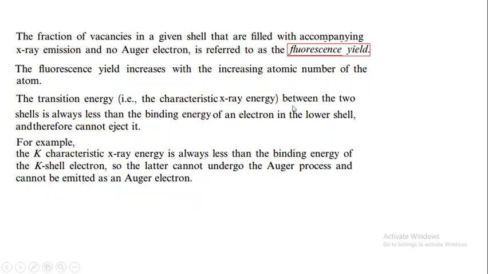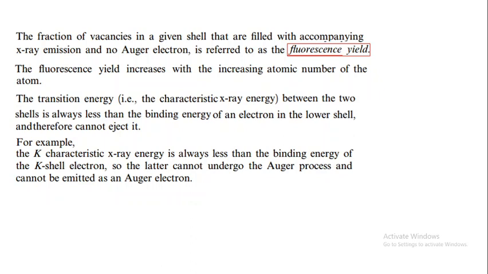The transition energy between the two shells is always less than the binding energy of an electron in the lower shell, and therefore the electron cannot be ejected. For example, the K characteristic X-ray energy is always less than the binding energy of the K shell electron. So the latter cannot undergo the Auger process and cannot be emitted as an Auger electron. Yes, because the electrons near the nucleus are tightly bound to the nucleus and the binding energy is very high.